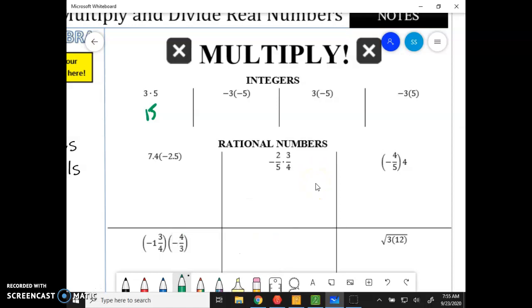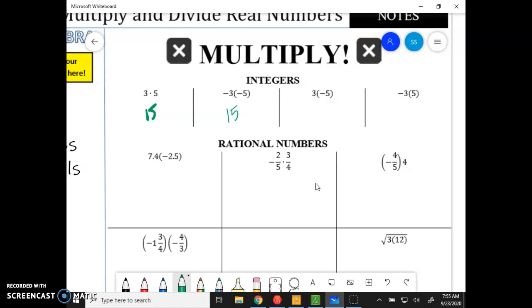We have negative 3. There's no symbol in between, right? So we know that means multiply. So this is negative 3 times negative 5. The signs are the same, so the answer is positive. Okay?